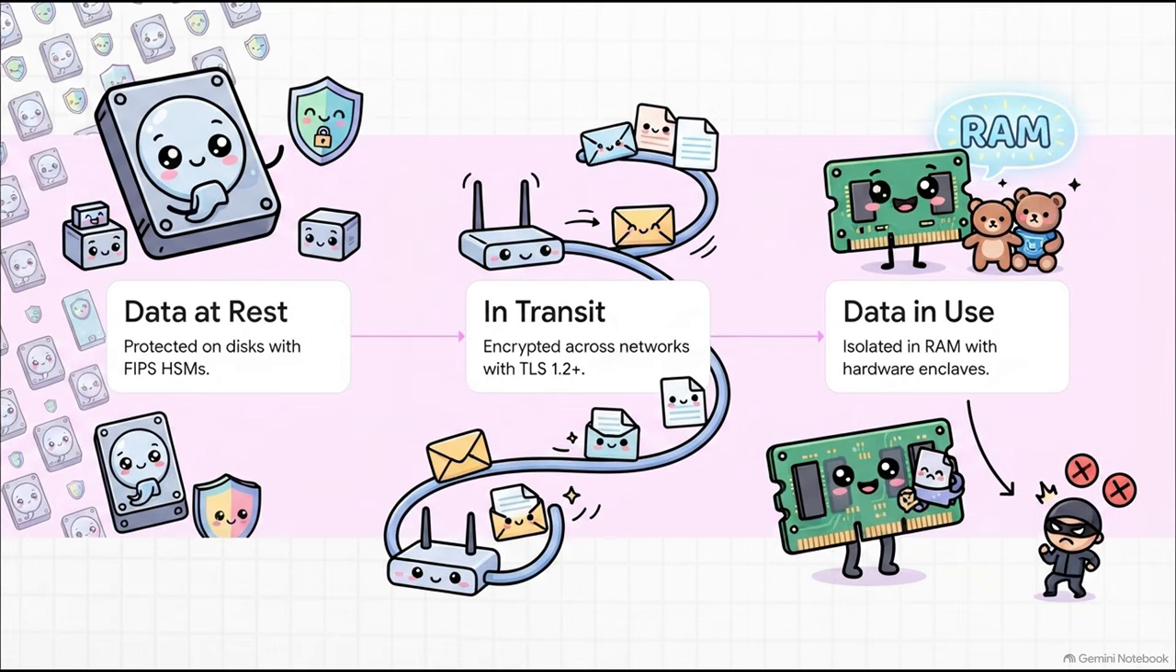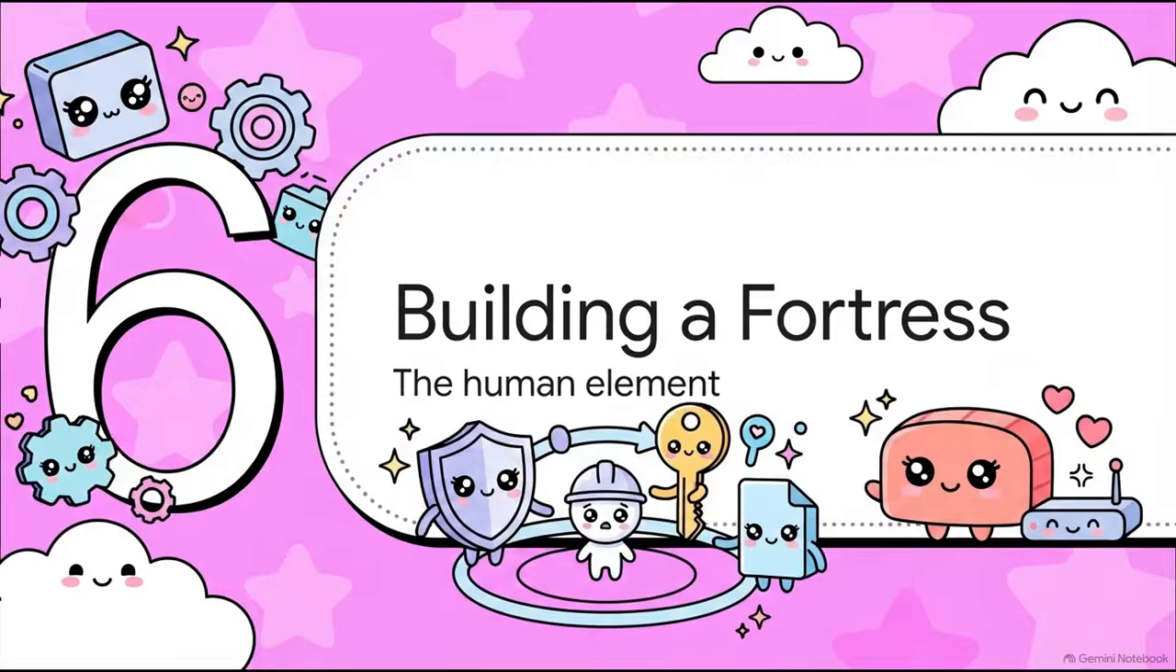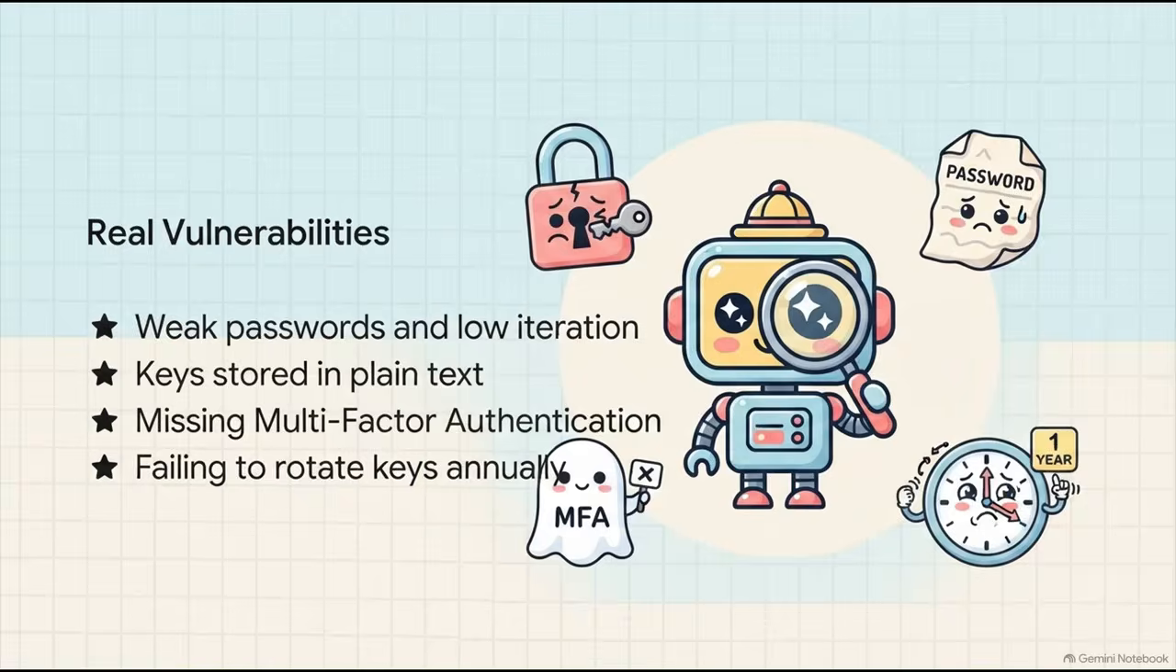Think about it. An attacker will simply bypass your amazing AES 256 storage if they can just intercept the files in transit or scrape them right out of your system's memory. Which brings us to our final stop, Section 6, building a complete fortress. We have to tie this brilliant algorithm back to the weakest link in any system, the human element. Let's be real for a second and look at real-world vulnerabilities.